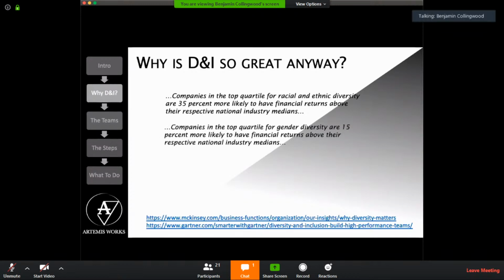Move on to the next one. Same thing for female gender diversity, but 15% more likely to have financial returns above their competitors within their industry, which is great as well. And finally, on this point, employee performance between non-diverse and diverse organisations is 12%, with similar improvement in intent to stay factors, which is really important. We'll come back to that later. So we've got the first two there.